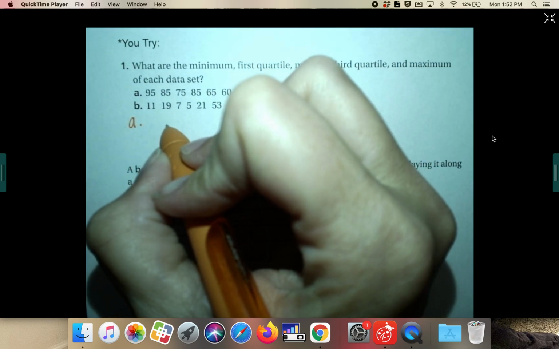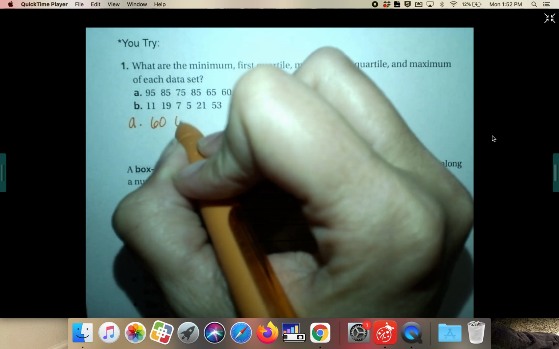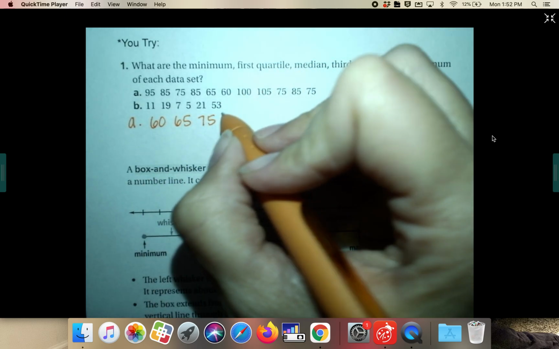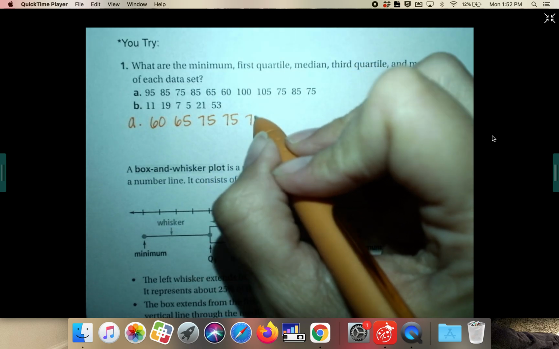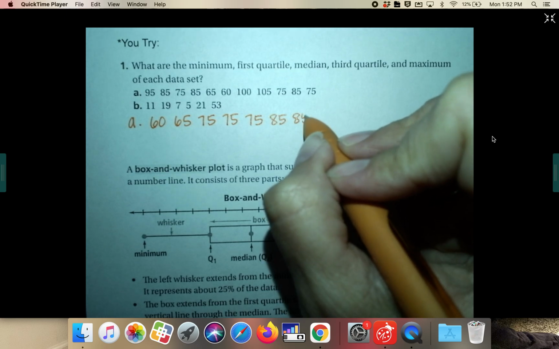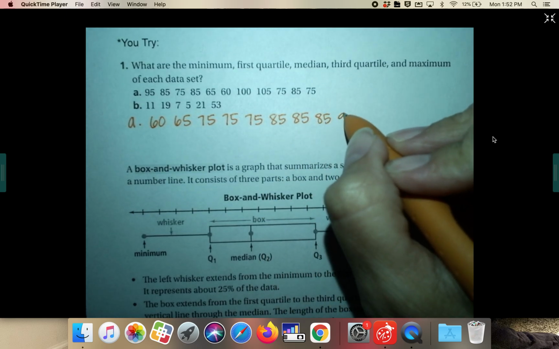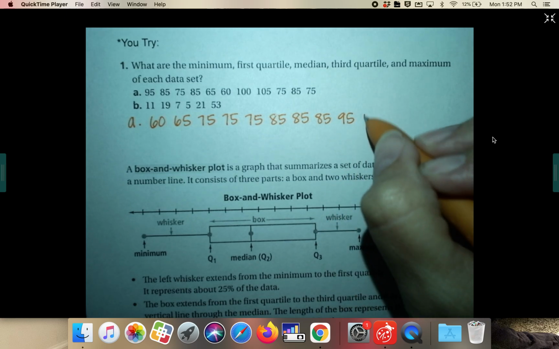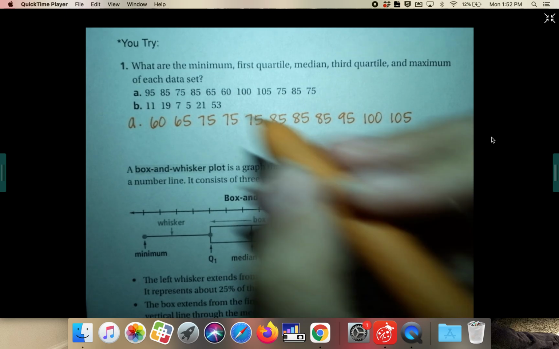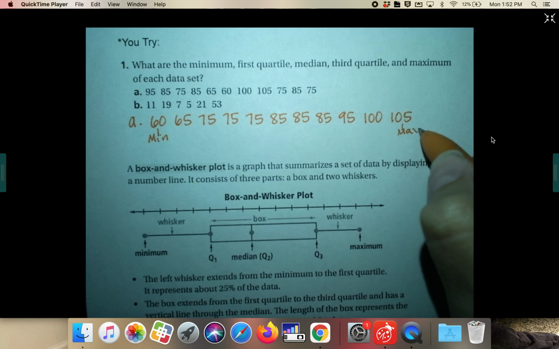All right, if you weren't quite ready to do it on your own, or if you're checking, here's how you should have arranged these. For A, there's a lot of numbers here. I hope I did this right. I have 60, 65, 75, 75, 75, 85, 85. These are like test scores. Another 85, 95, 100. Oh, somebody got extra credit. 105. Okay, so obviously this is my minimum and this is my maximum.